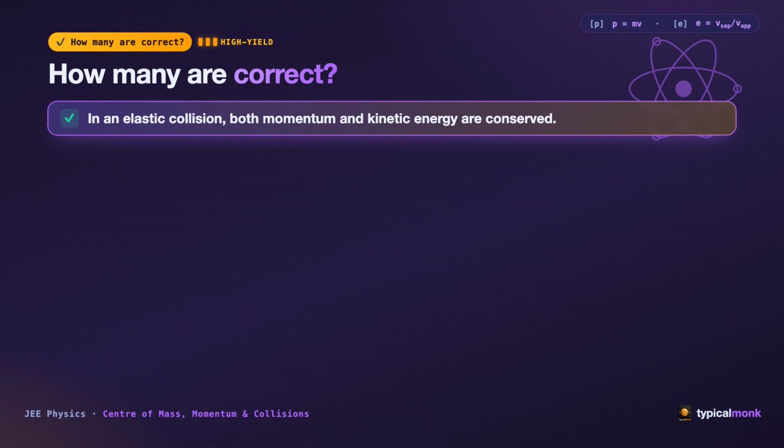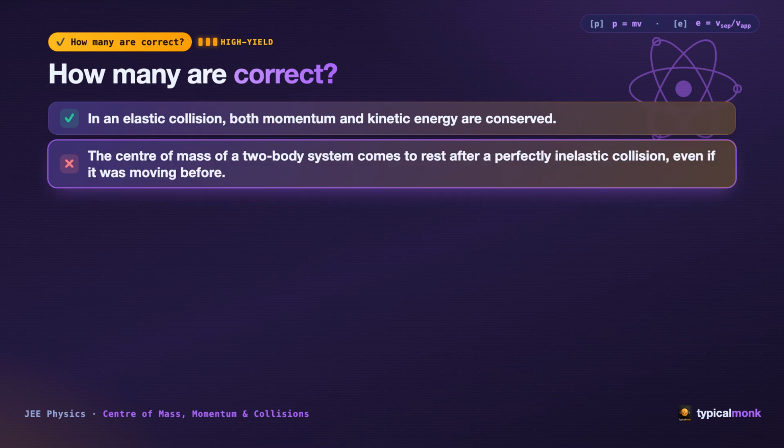Here's a favorite JEE format. I will read some statements. You silently count how many are correct. Statement 1. In an elastic collision, both momentum and kinetic energy are conserved. Hold your verdict. Statement 2. The center of mass of a two-body system comes to rest after a perfectly inelastic collision, even if it was moving before.